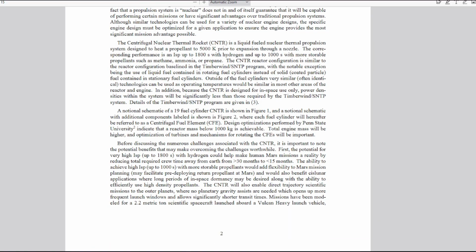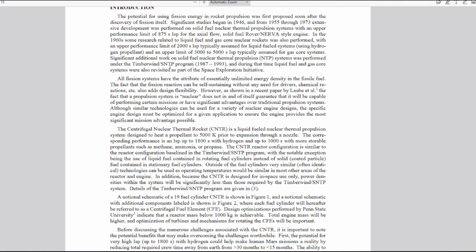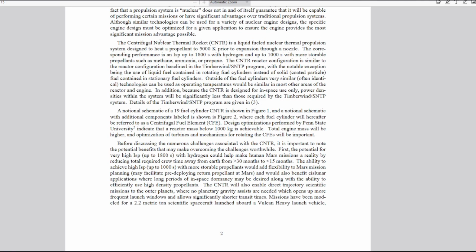And this is all the history stuff. But let's see, so we've got the Timuwin, it mentions Timuwin and Nerva as usual. The centrifugal nuclear thermal rocket is a liquid fuel thermal propulsion system designed to heat propellant. Yeah, we've already gone through that in the beginning.